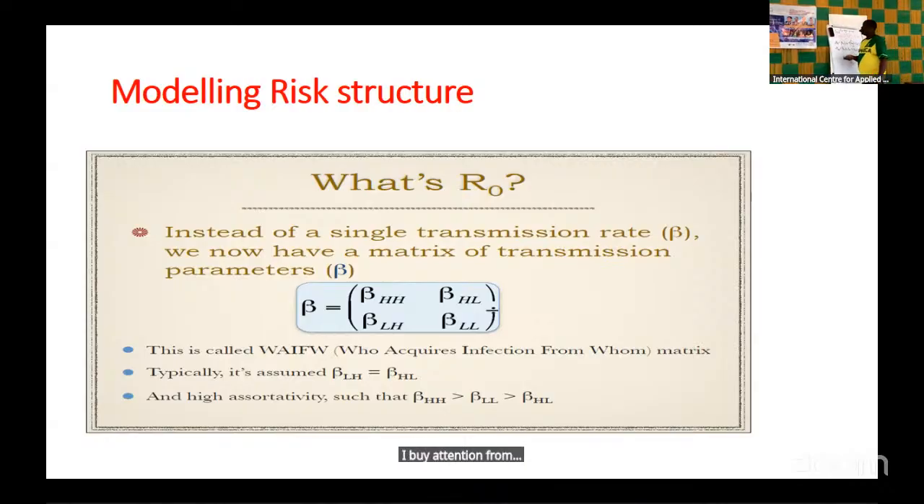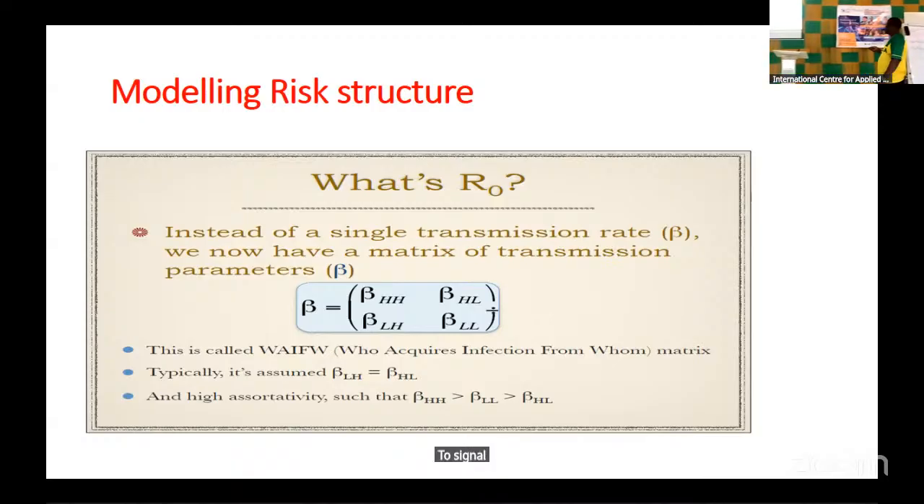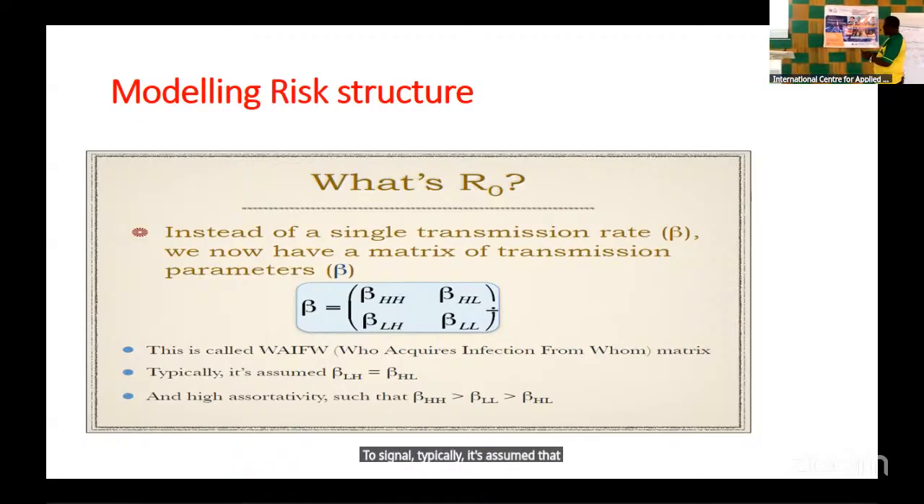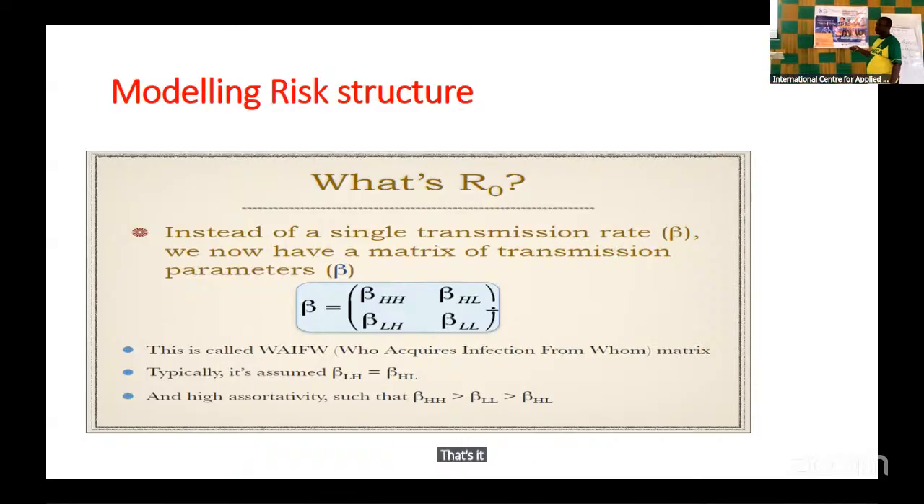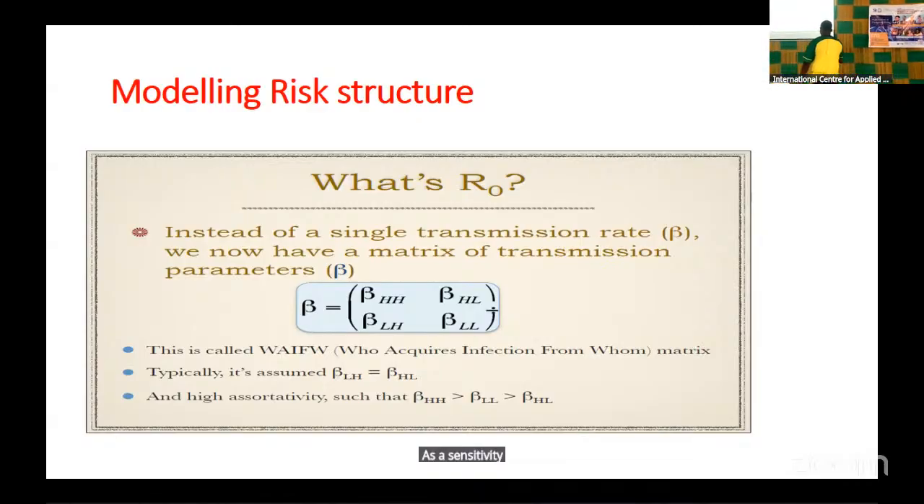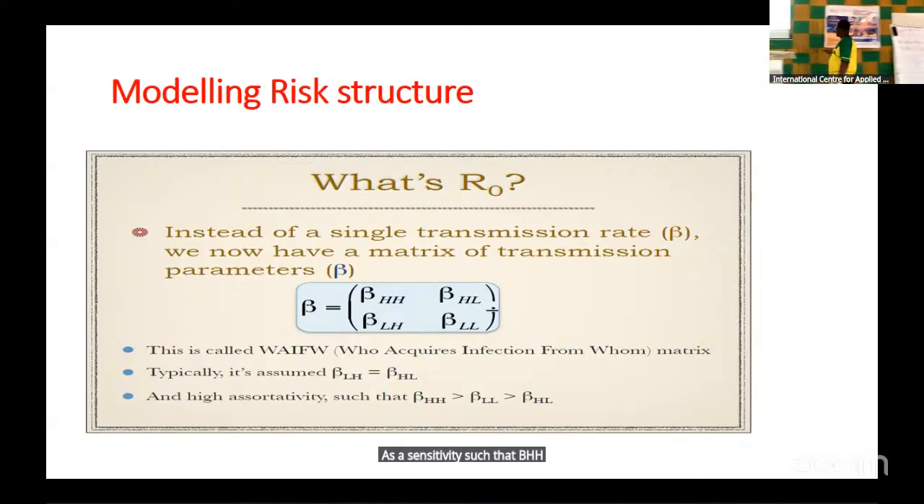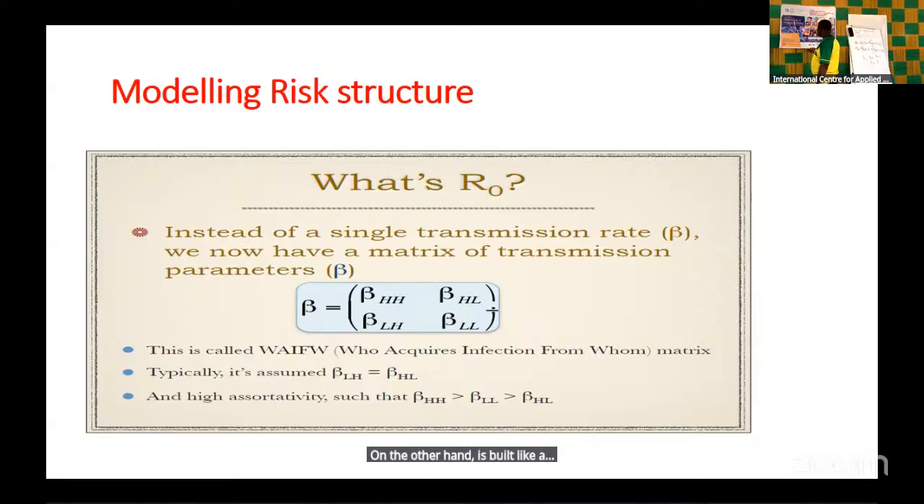Now, you will see that typically it's assumed that beta LH and beta HL are the same. They are the same. And as a sensitivity, such that beta HH is greater than beta LL, and beta LL is greater than beta HL.